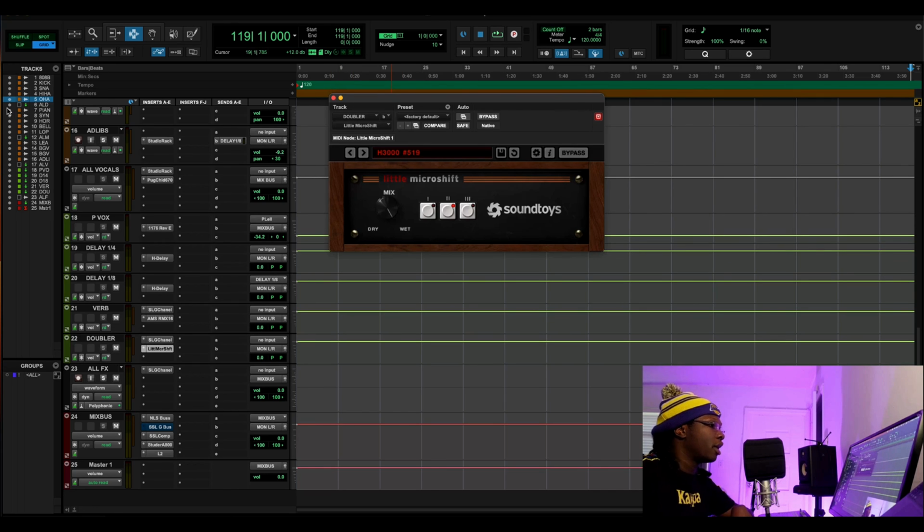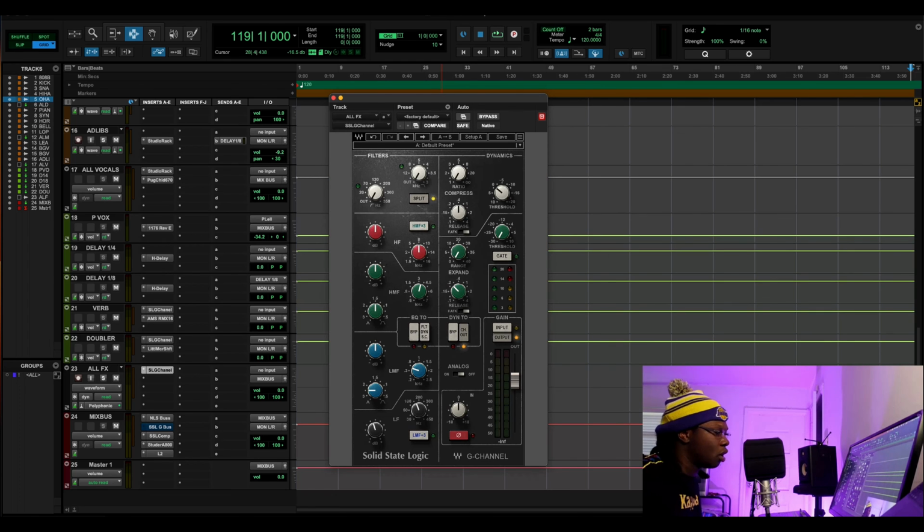So the next thing that I have right here is the H3000, the SoundToys. You can also use a wave doubler as a substitute, but this one is just so warm. I love the way it saturates, and this is one that helps give width to the background vocals, the ad-libs, as well as the lead vocal. So this is pretty much everything that I have.